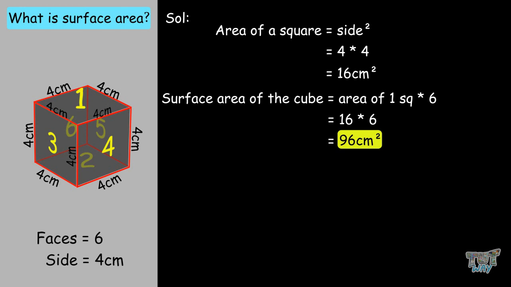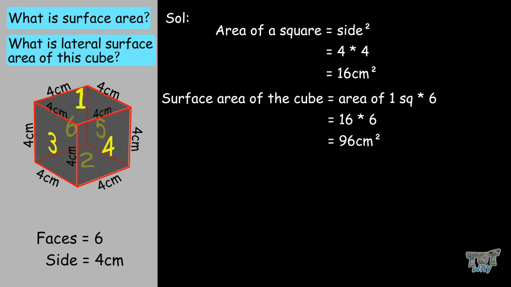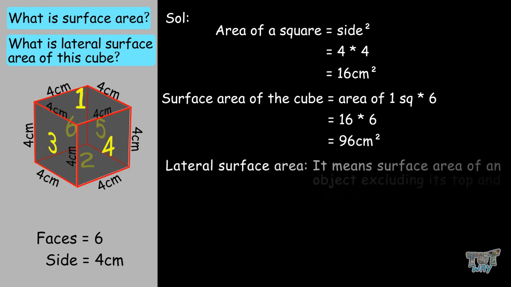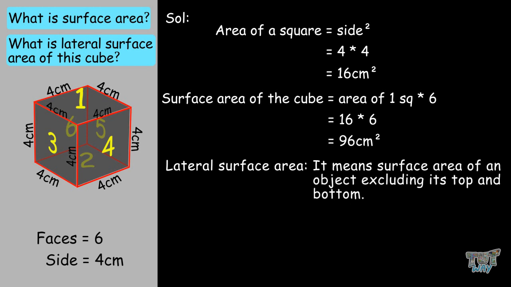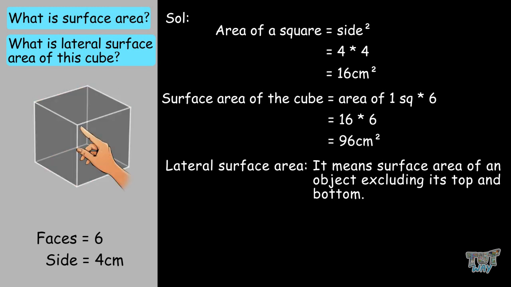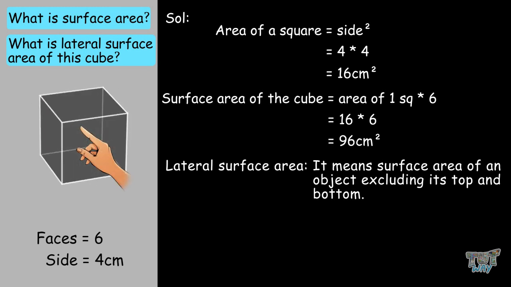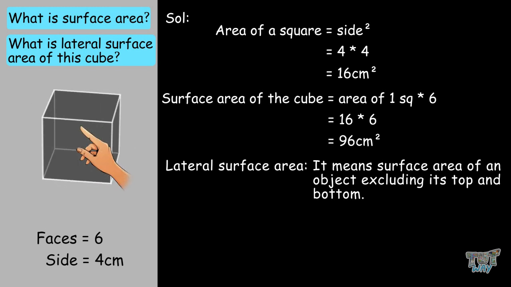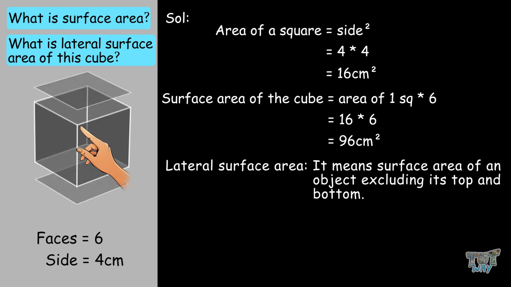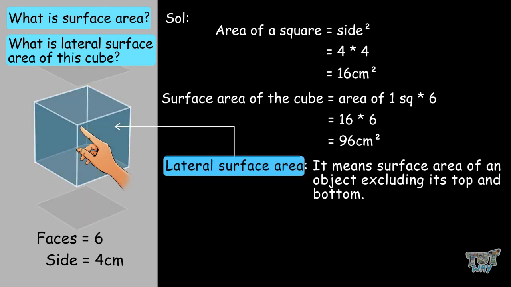Now, what is the lateral surface area of this cube? What even is lateral surface area? This means the surface area of an object excluding its top and bottom. This is a cube. All the faces are the same, so you can keep it at any angle and exclude 2 faces opposite to each other. That will be the lateral surface area of the cube.